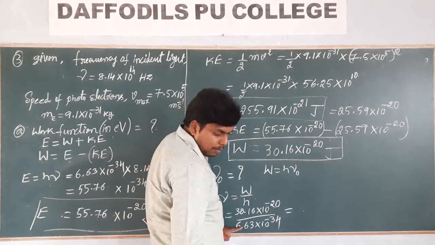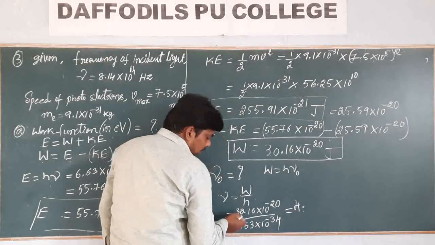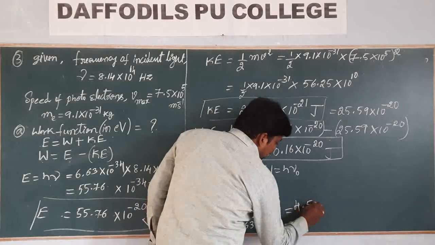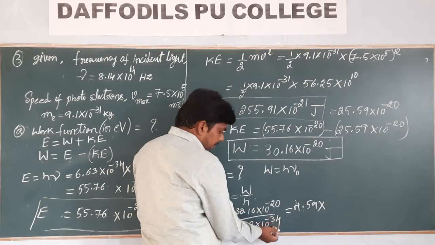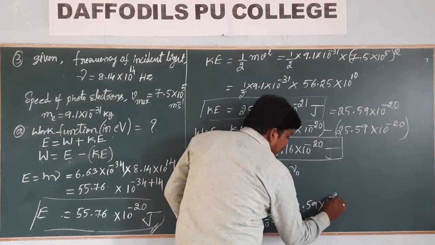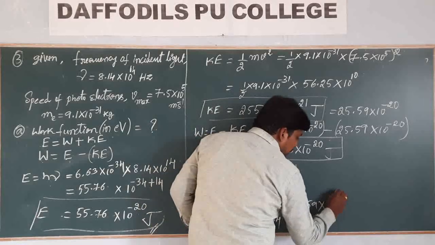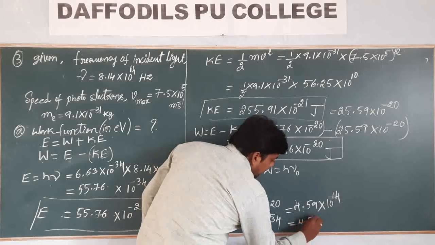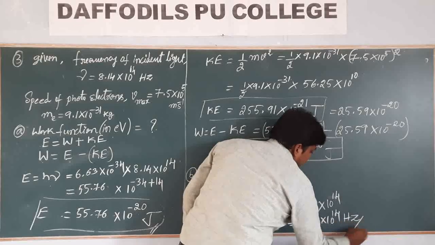It is about 4.59. Just to simplify this one, 30 divided by 6 is nearly 4.59, so 4.59 into 10 to the power minus 20. If you take this one to the numerator, it becomes 10 to the power minus 20 plus 34. Minus 20 plus 34, what is the remaining thing? That is plus 14. This is the 4.59 hertz. This is the threshold frequency.